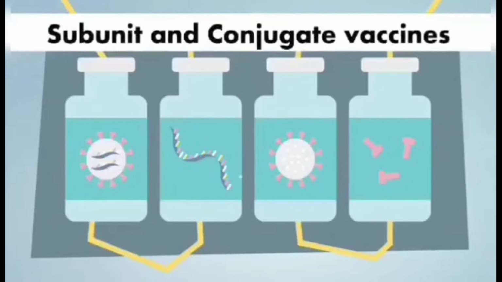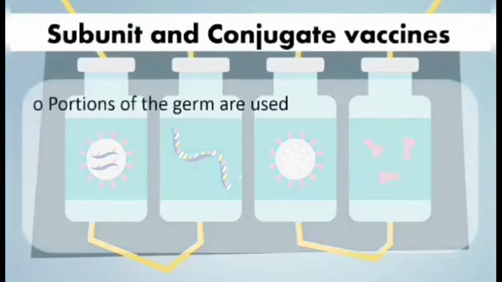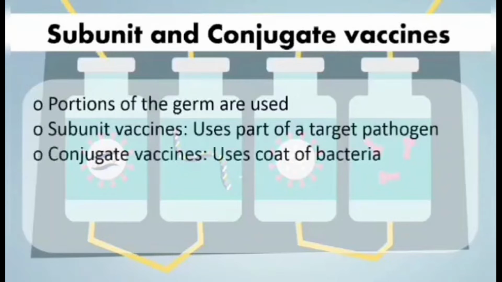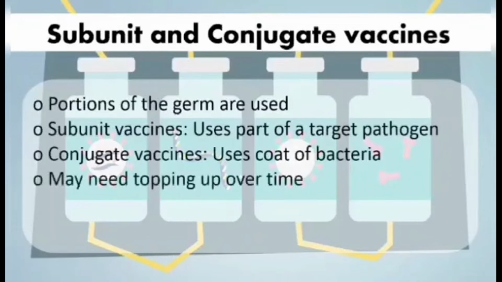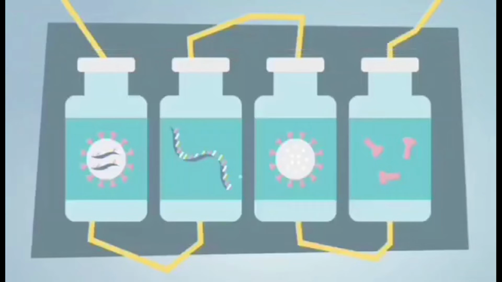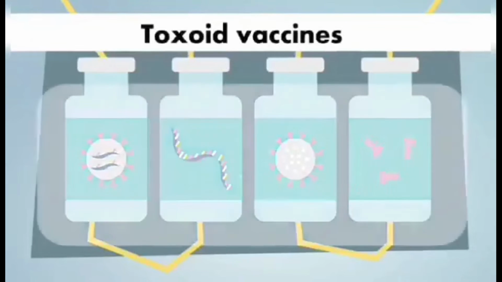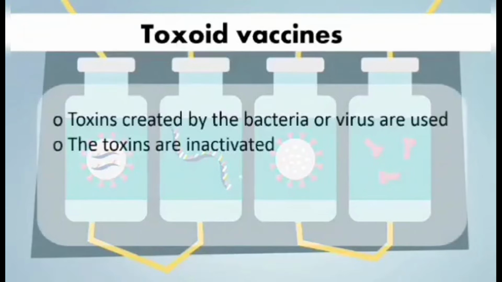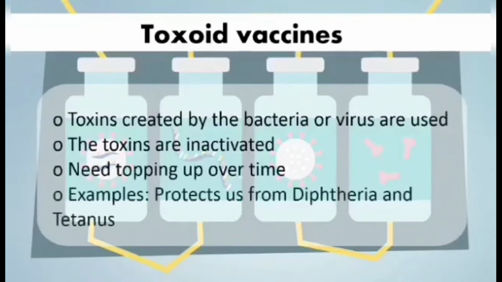Portions of the germ are used to make this vaccine. Subunit vaccine uses part of the target pathogen, while conjugate vaccine uses the coat of bacteria. Topping up over time is required to achieve immunity. Toxins created by the bacteria or virus are used to make this vaccine. The toxins are inactivated. It needs topping up over time to achieve immunity.